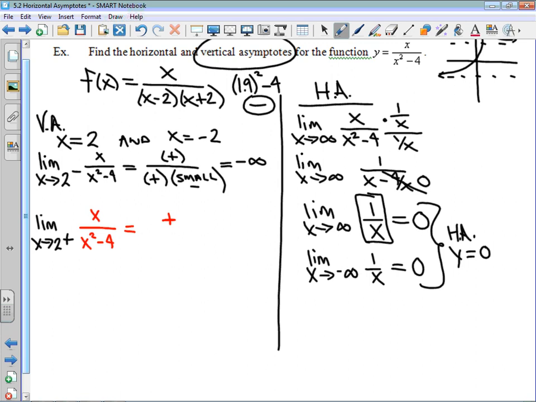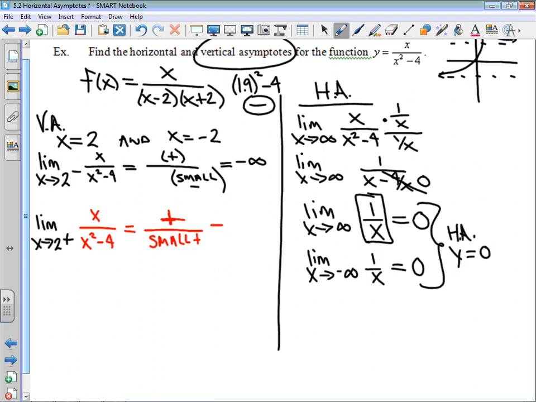But because I've left it as x squared minus 4, I can look at that as putting 2.1 in there. Well, 2 squared is 4, so 2.1 squared is larger than 4. But it's not much larger. So we're going to have a very, very small positive number, which means that this goes to positive infinity.